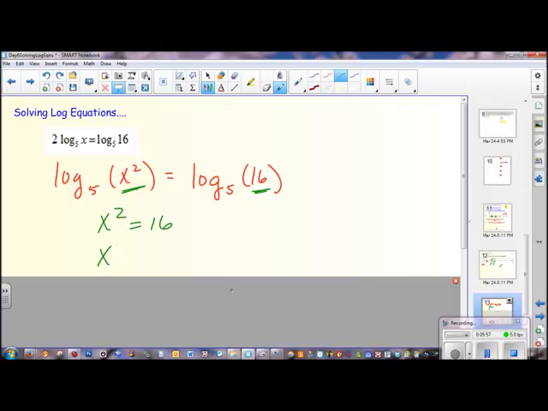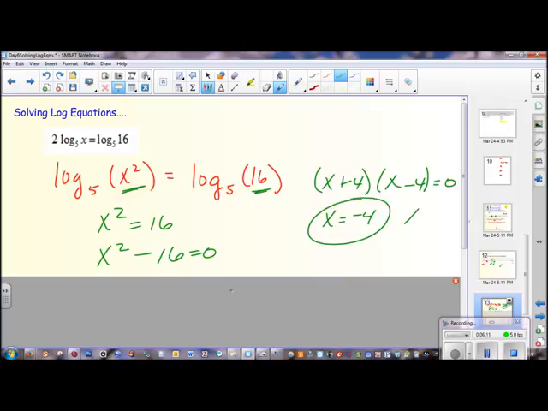It's a quadratic equation, so I'm going to bring it all to the left-hand side, and then I'll factor it. x plus 4, x minus 4 is equal to 0. That will give me x equals negative 4, and x equals 4. But whenever we're solving log equations, we want to check because we can have illegitimate solutions. We should know that the argument of a log function cannot be a negative number. So we're going to have to reject that answer, and our only answer here is x is equal to 4.